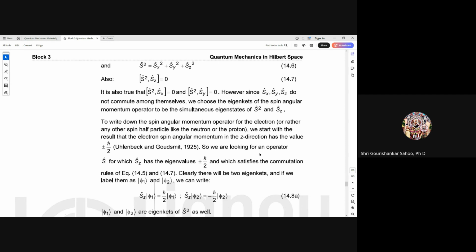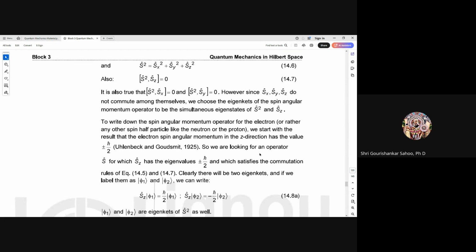So to write down the spin angular momentum operator for electrons, or rather any other spin particle like that of neutron or proton, we start with the result that the electron spin angular momentum in z direction has the value plus minus ħ by 2, and it was derived by Uhlenbeck and Goudsmit in 1925. So we are looking for an operator S cap for which Sz cap has the eigenvalue plus minus ħ by 2, and which satisfies the commutation rules.